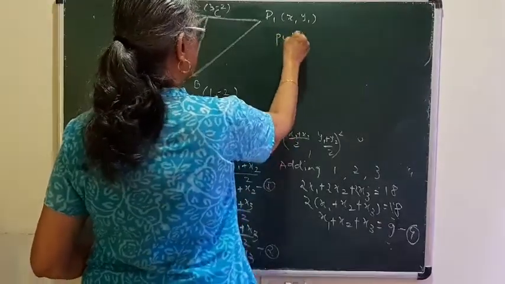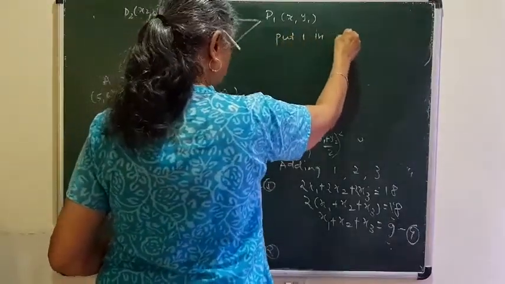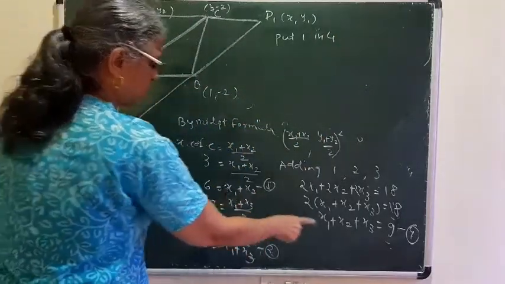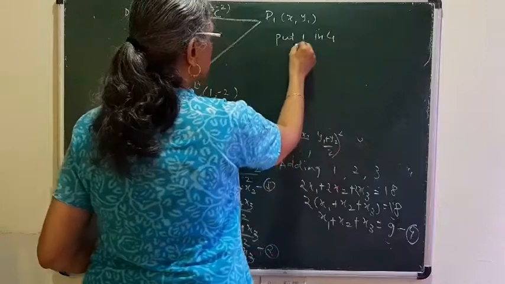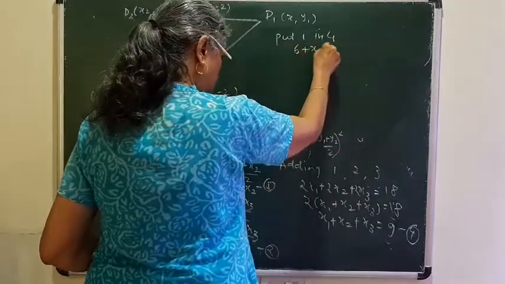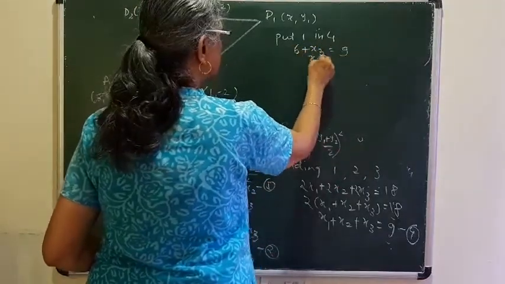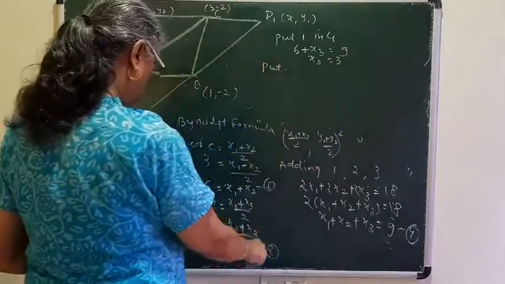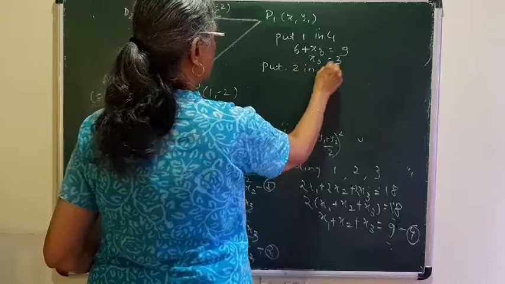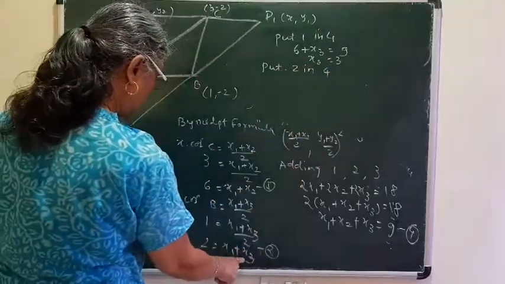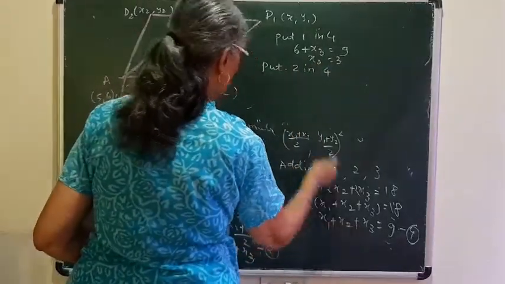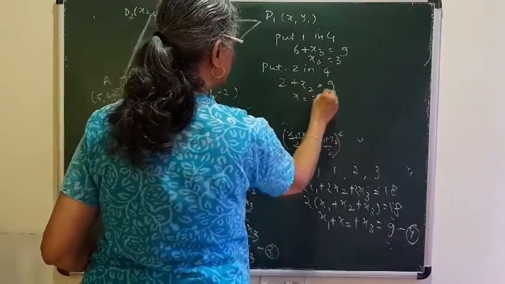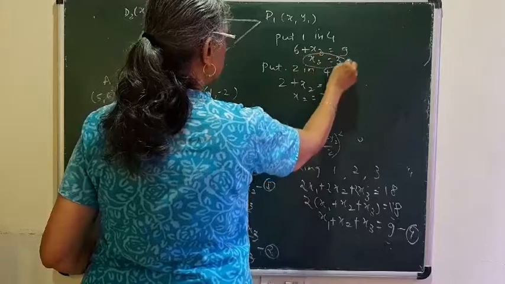So put 1 in 4. In 1, what is there? x1 plus x2 is 6. So I will put x1 plus x2 as 6. So 6 plus x3 is equal to 9. So x3 will be 3. Then put 2 in 4. So x1 plus x3, I will put 2. 2 plus x2 is equal to 9. So x2 is equal to 7. Followed? So this is one answer.